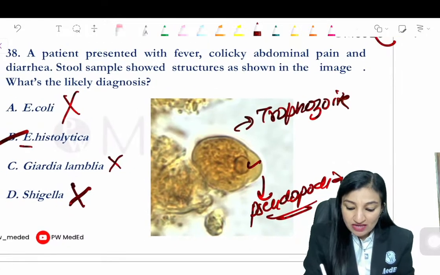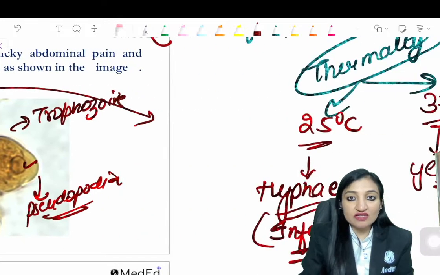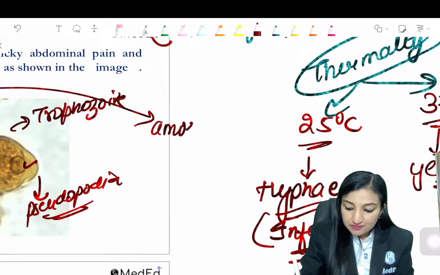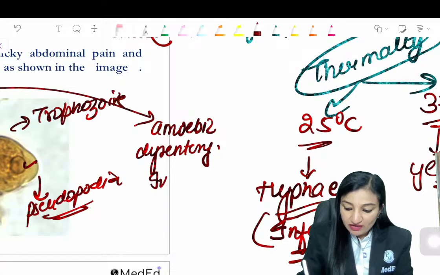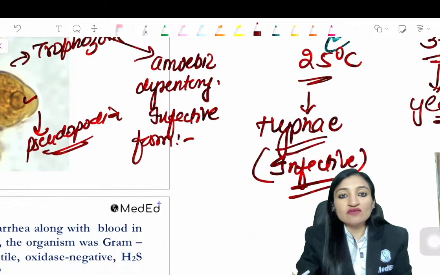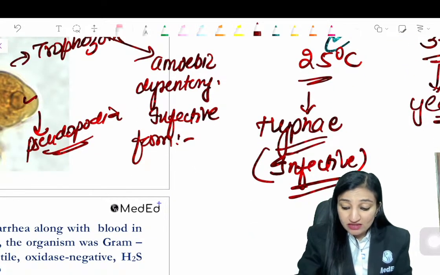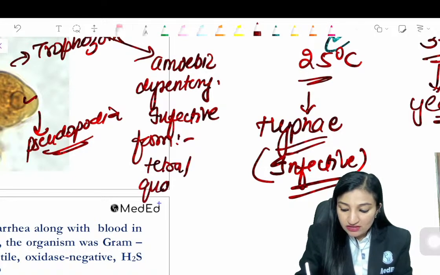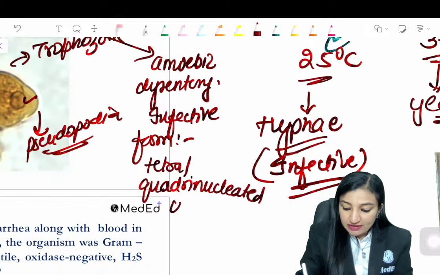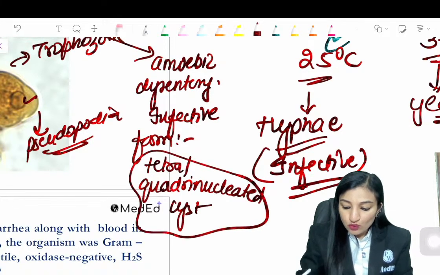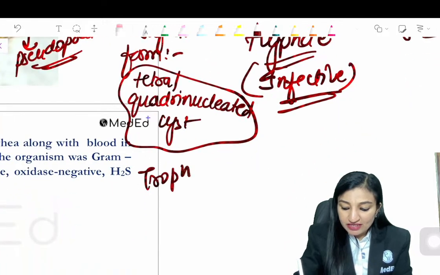Remember, Entamoeba histolytica is the causative agent of what? Amoebic dysentery. Now what is the infective form? Yesterday I told you the infective form of Giardia is the tetranucleate cyst. Here also the infective form is the tetra or quadrinucleated cyst.